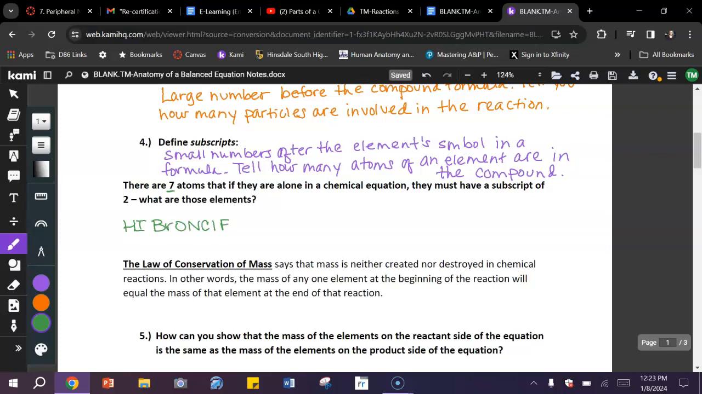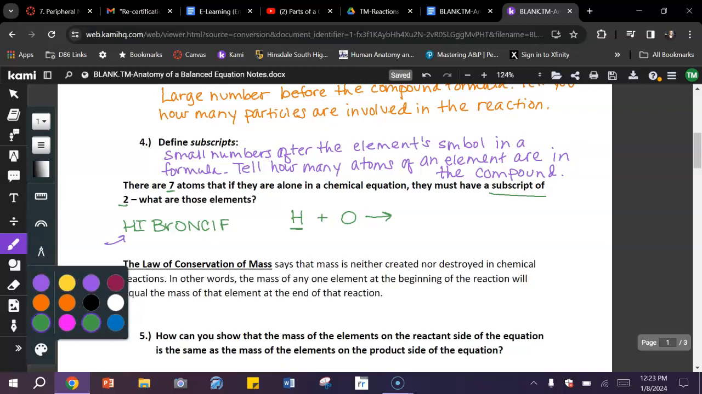So for instance, if I want to combine hydrogen with oxygen to see what I'm going to get, I can't just have hydrogen by itself. No, it needs to have a subscript of 2. And how do I remember that? Well, hydrogen is a part of High-Broncliffe. So the formula for pure hydrogen isn't simply H, it's actually H2. Similarly, oxygen is also a part of High-Broncliffe. So oxygen can't stand alone either. It also needs to have a subscript of 2.